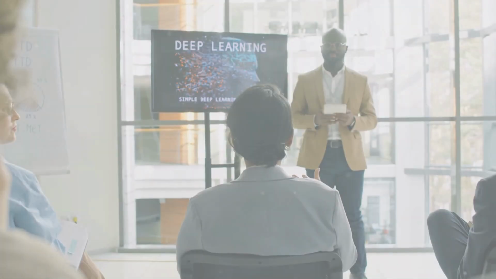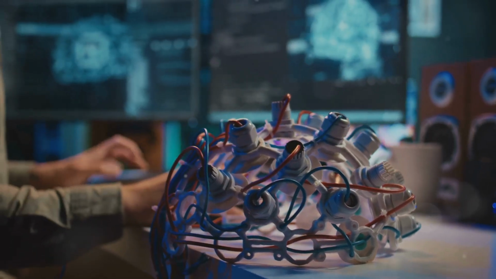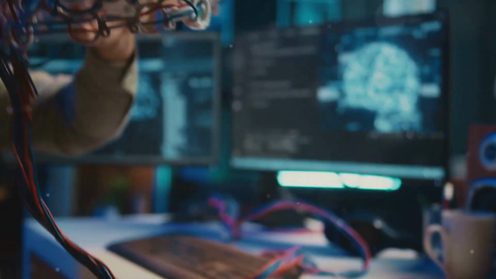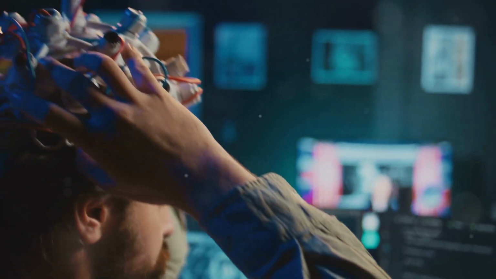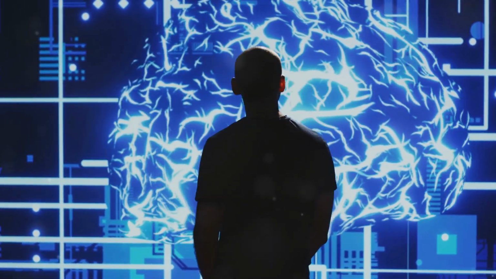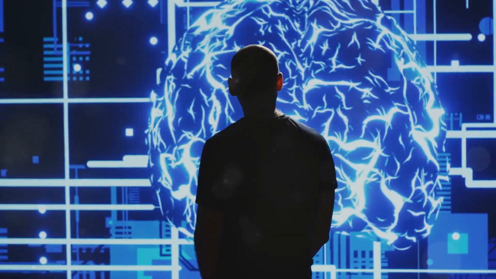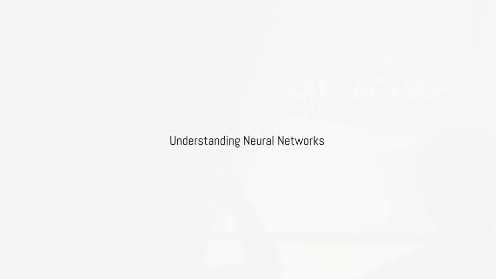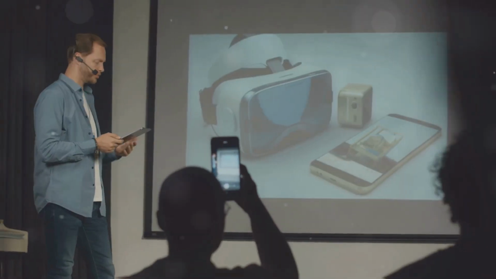First, let's start with the basics. Deep learning is a subset of machine learning that focuses on neural networks with many layers. These deep neural networks attempt to mimic the human brain's ability to learn from vast amounts of data. But what exactly are neural networks and how do they work? Let's break it down.